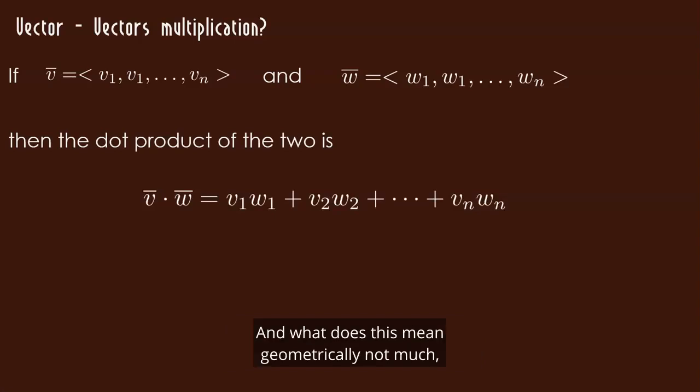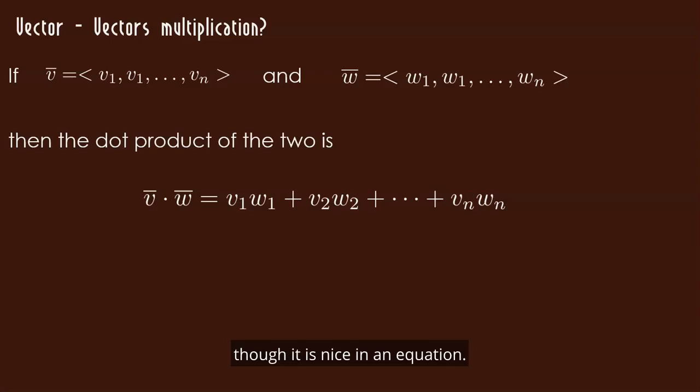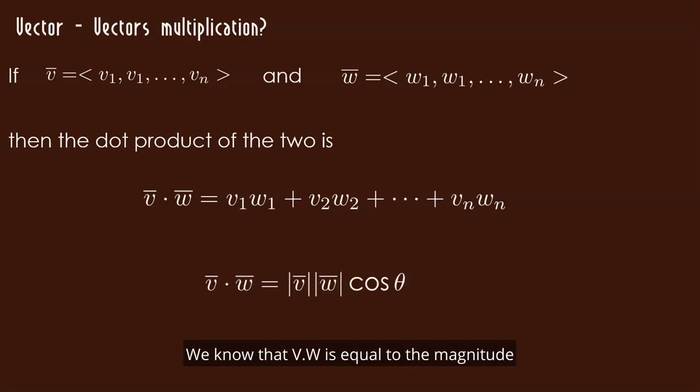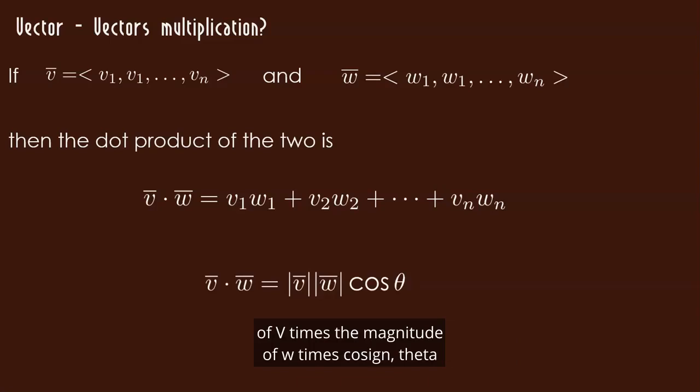And what does this mean geometrically? Not much, though it is nice in an equation. We know that v dot w is equal to the magnitude of v times the magnitude of w times cosine theta. And wow, isn't that a great thing to know, I guess?